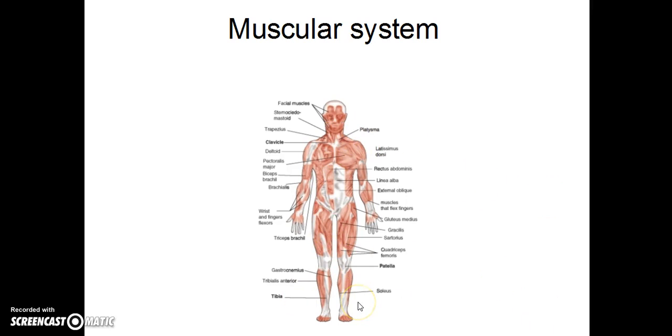They also weigh more than fat. They make up 40% of our body weight.